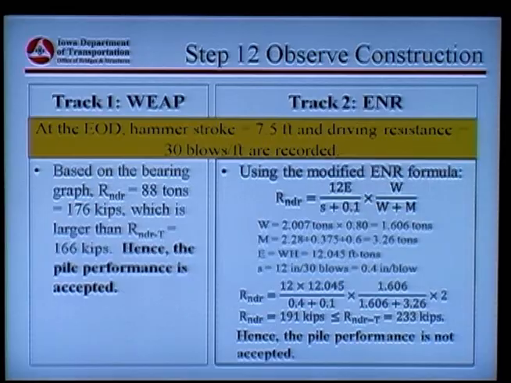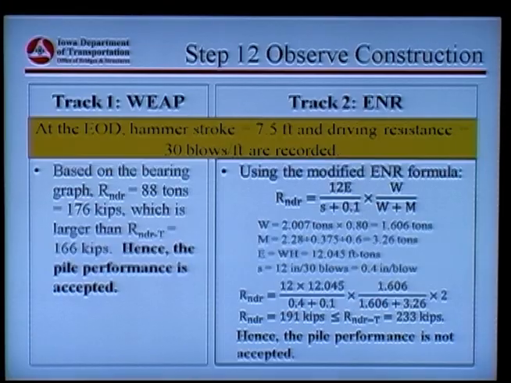Using this information under track 1, you determine that the driving resistance from the bearing graph is 88 tons, which is 176 kips. But what is required is 166. Since this is greater than the target driving resistance, we can say that the pile performance is accepted. So we're happy with that.